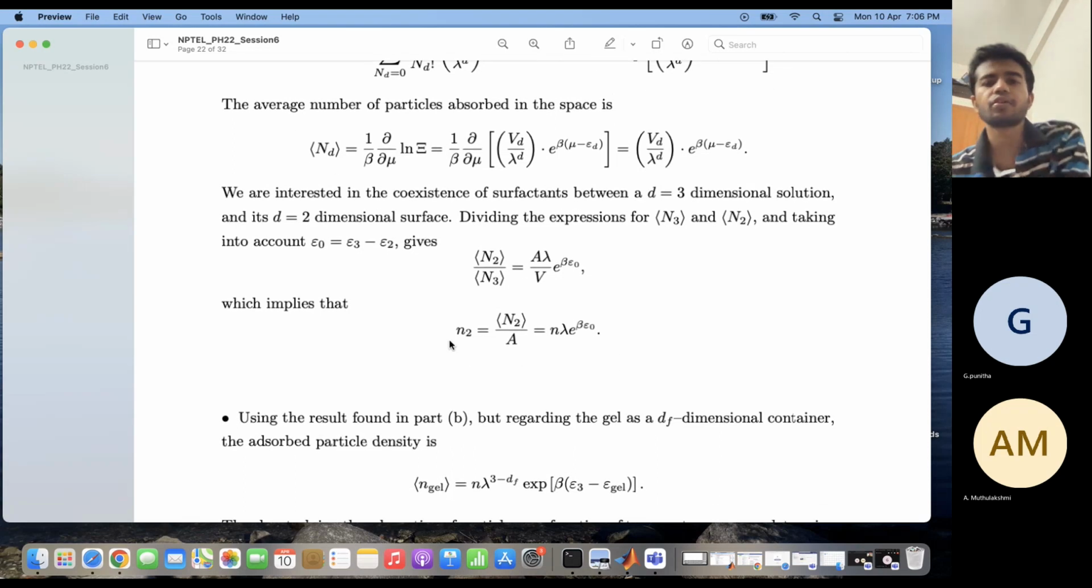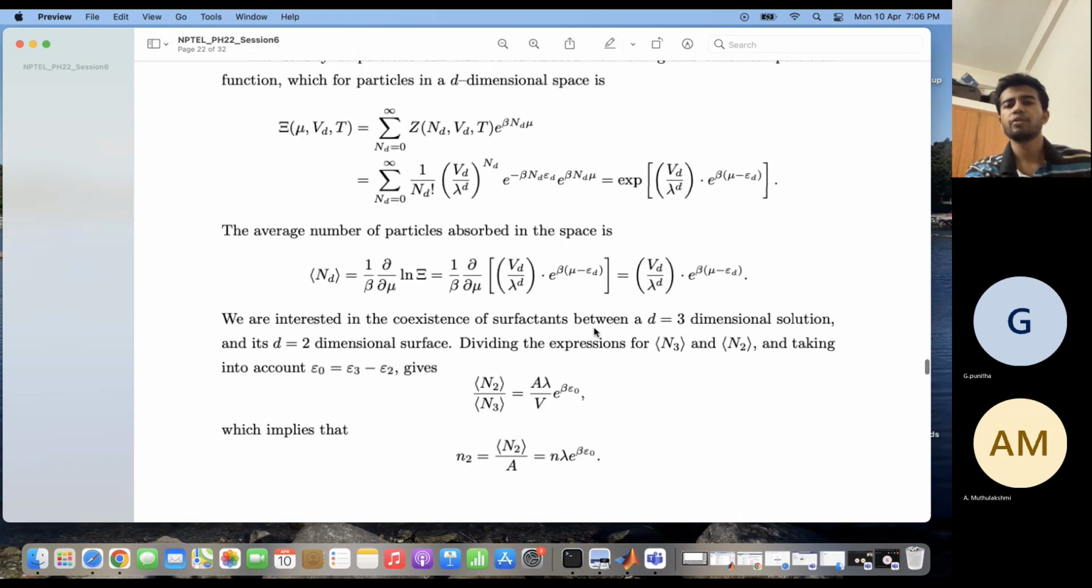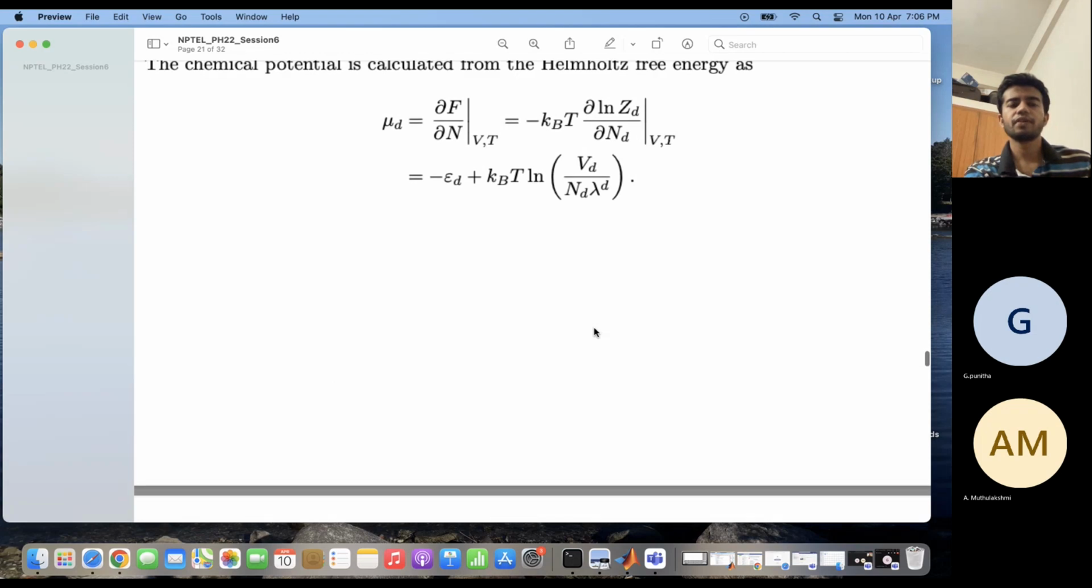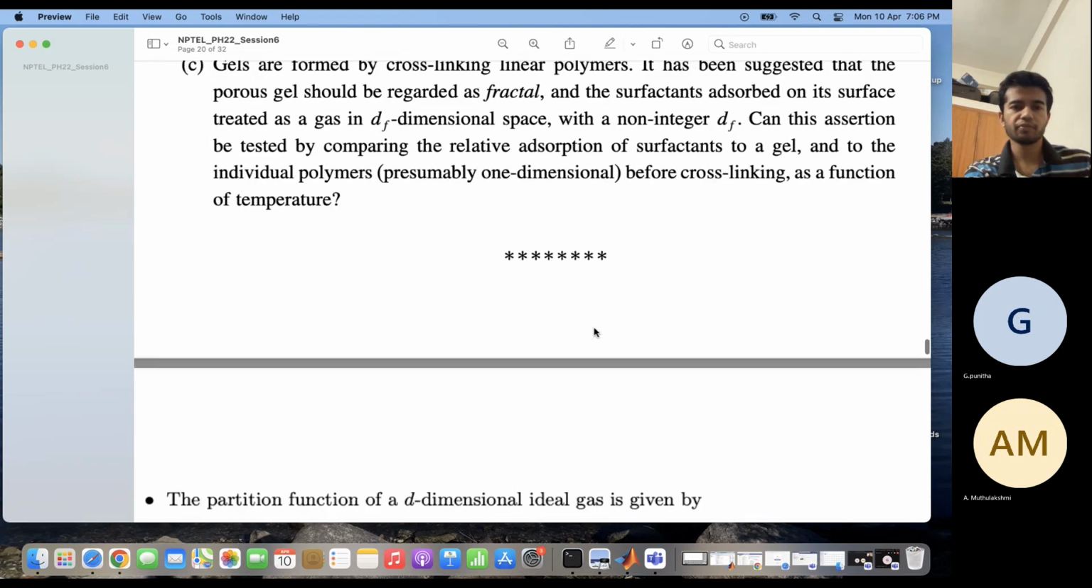Okay, so this gives me the concentration of molecules on the surface as a function of the concentration of the molecules in the volume and the total energy difference between the surface molecules and the volume molecules. That is the energy which is released by the molecule in going from the volume to the surface.